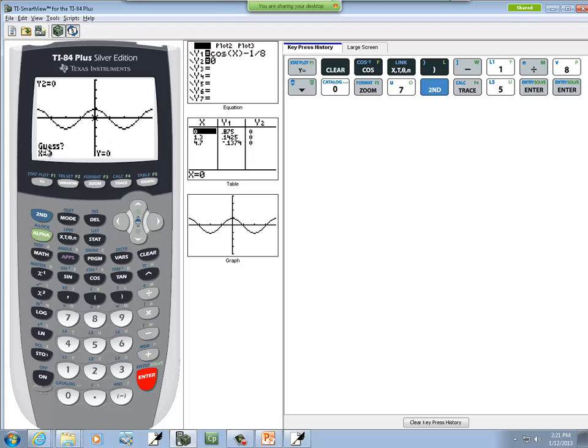Now it's asking us for our guess. Now I see my flashing cursor here in the middle. I'm going to press my right arrow key until my flashing cursor is closer to the one I want to find. And I put that almost on top of it. Once you get it closer to the one you want to find, you press enter, and it'll come back and it'll tell you your answer.